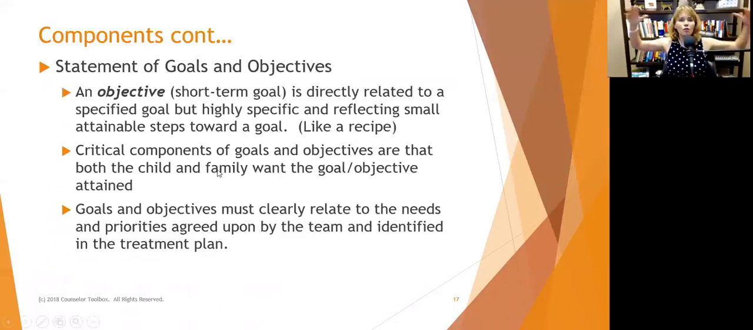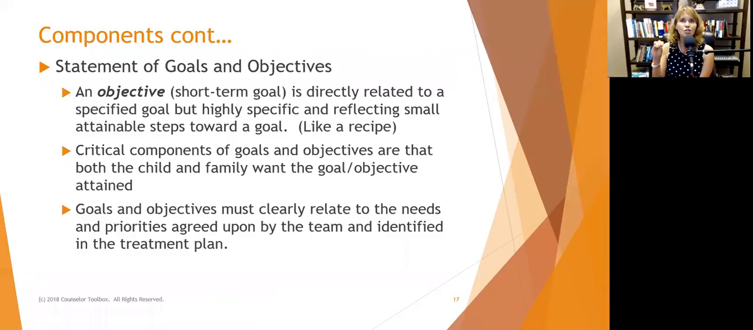So we've got the goal. That's this big, broad, sweeping thing that's still measurable and achievable and related to the reason for the referral. The objectives are the short-term goals. These are the things that can be accomplished in a day or a week at most. It's directly related to a specified goal, but highly specific, reflecting small attainable steps toward a goal. Like I said, first objective in baking bread, get your ingredients together. Second objective, combine the dry ingredients, and so on throughout. And that's the way recipes are written. Nobody has a problem writing a recipe. Why do we have a problem writing treatment plans?